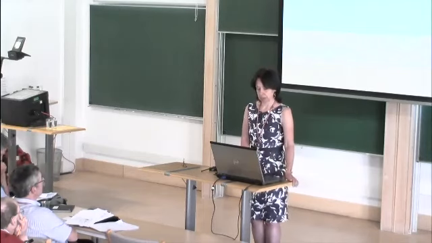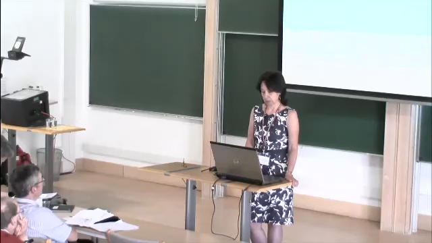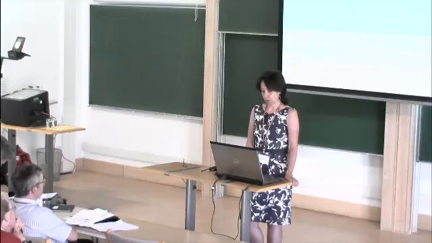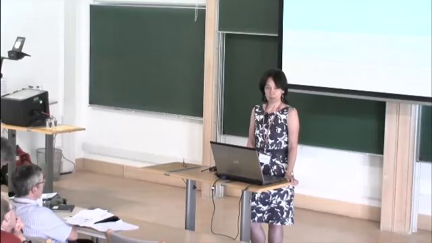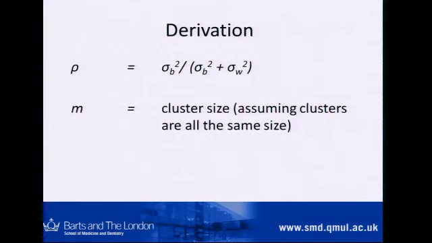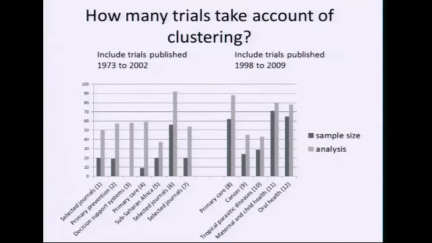So I'm going to skip over this because Alan and Mike have already given you this adjustment factor for adjusting sample size for cluster randomised trials. And this is what people normally do when they're doing a cluster randomised trial, adjust using this design effect, which has the intra-cluster correlation coefficient and the cluster size in it. And usually it's been assumed that the cluster sizes are all the same, and Alan gave you this expression for the intra-cluster correlation.